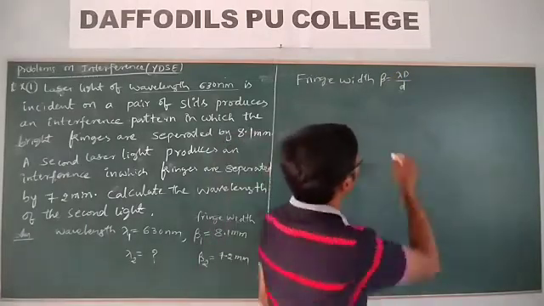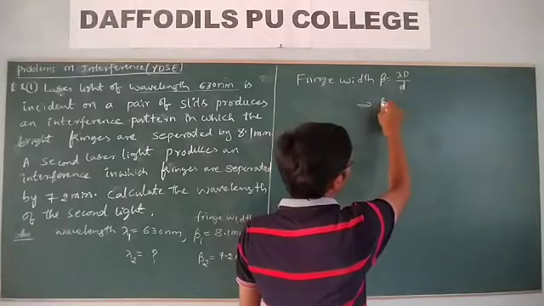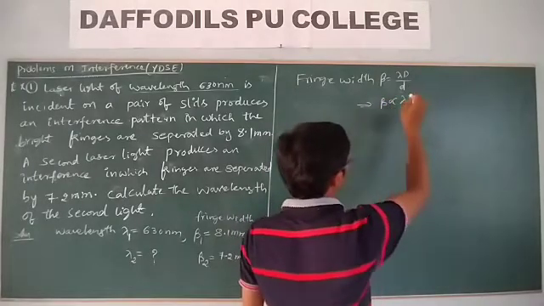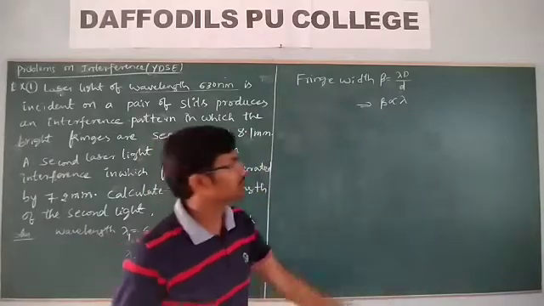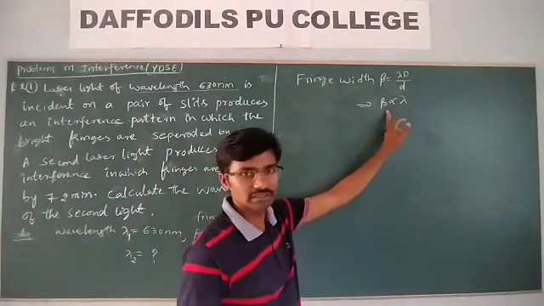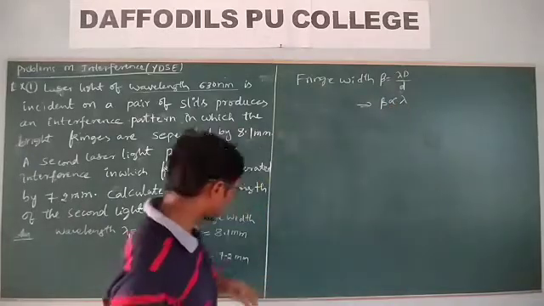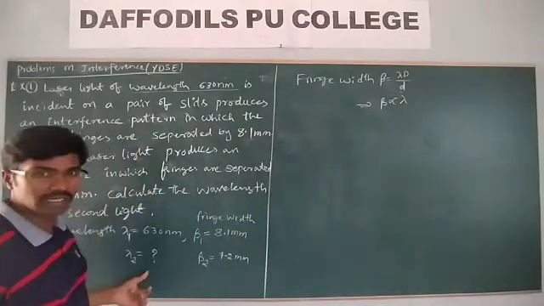So what can we observe from this? Fringe width is directly proportional to the wavelength. More is the wavelength, more is the fringe width; less is the wavelength, less is the fringe width. But we need to calculate the wavelength, lambda 2.